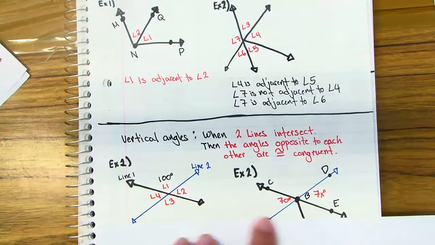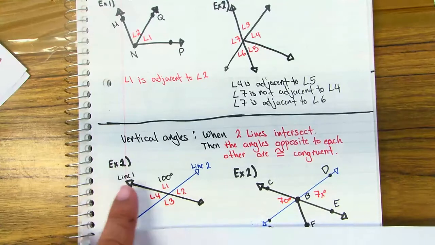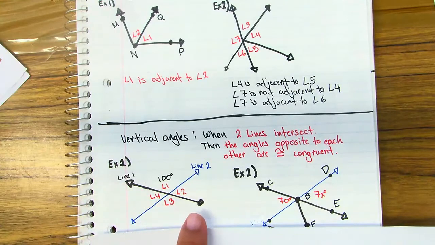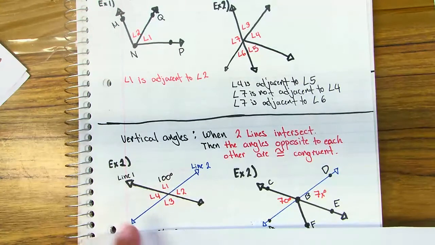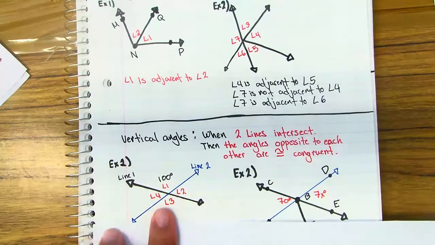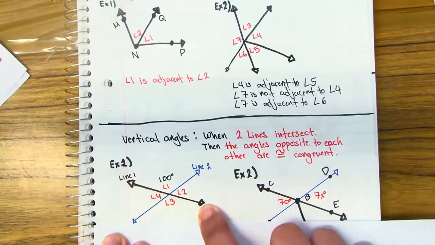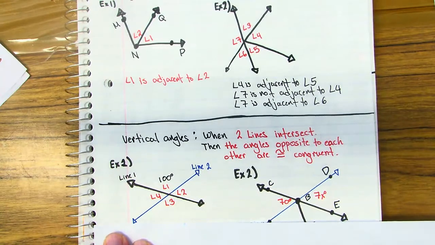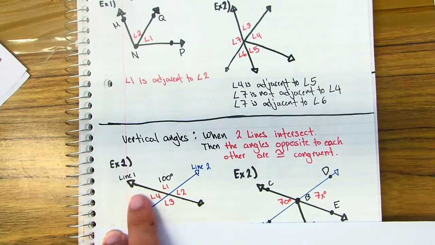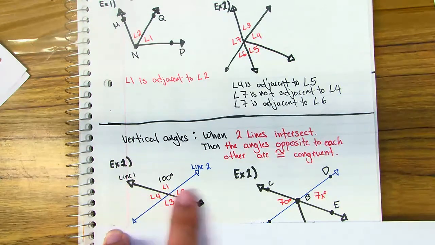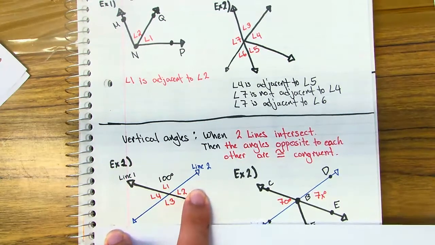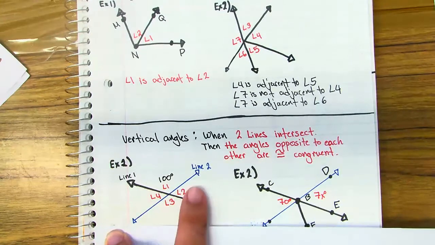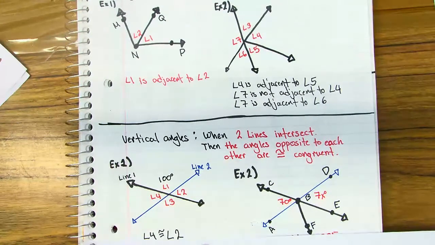The first example we're talking about is, you see line 1 here, and you see line number 2, and they're intersecting with each other. Okay, so now I'm going to give you an example of how to write an opposite angle. What angle is opposite of angle 4? The angle opposite of angle 4 is angle number 2. So you know that angle 4 is congruent to angle number 2.